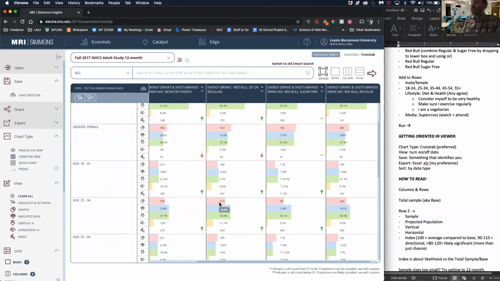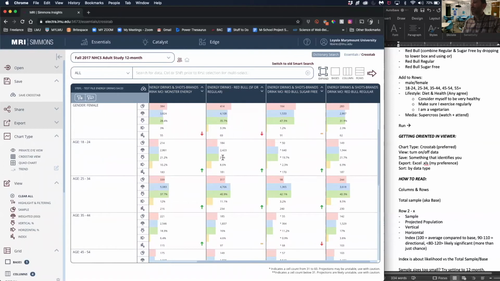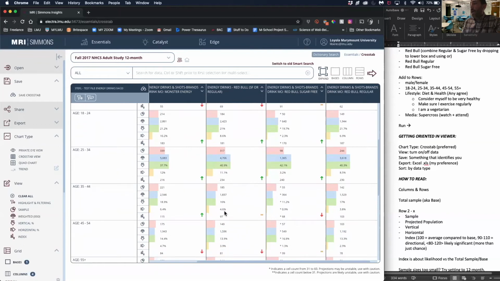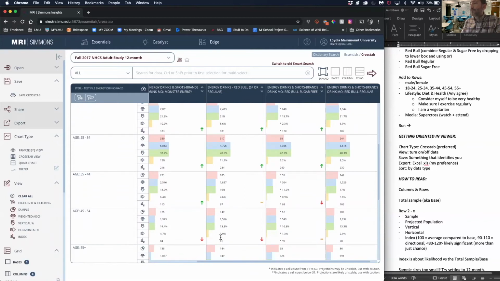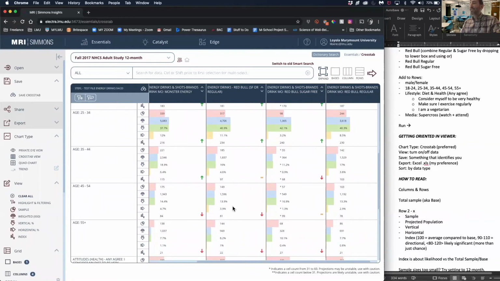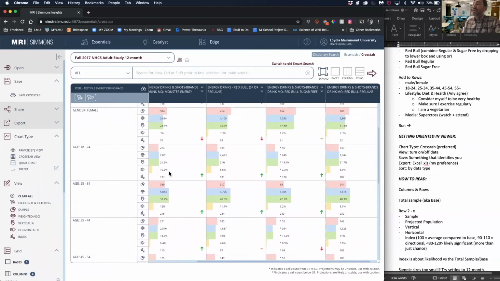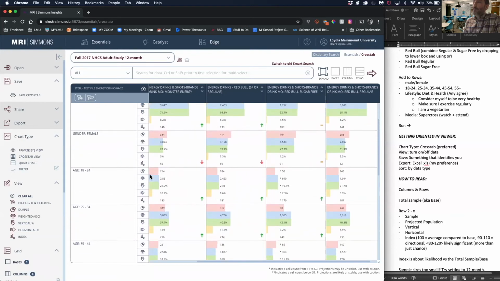So what we can start seeing is that as age goes up, the number of people starts to decline after about 44. So 45-year-olds, 55-year-olds, not big into it. Now, how can we tell? Another thing we can look at is index. Index is really the key to unlocking Simmons data.